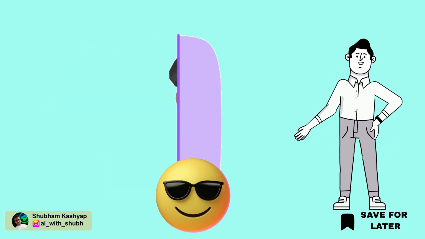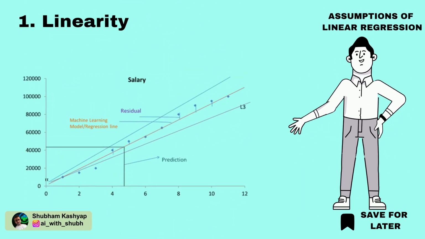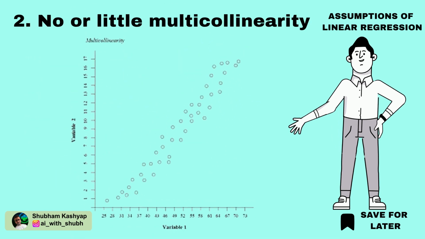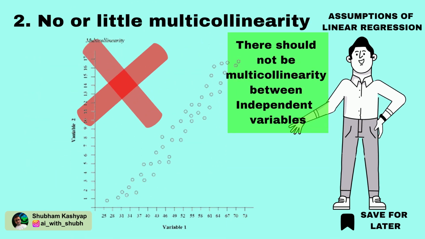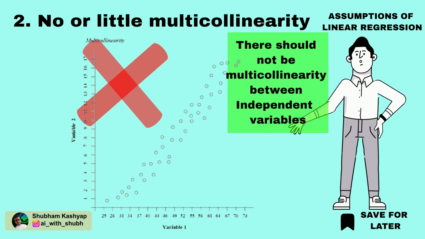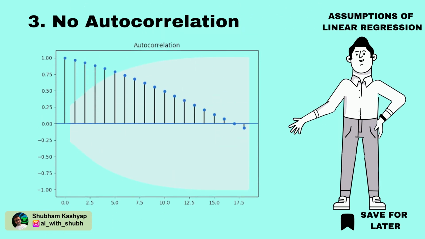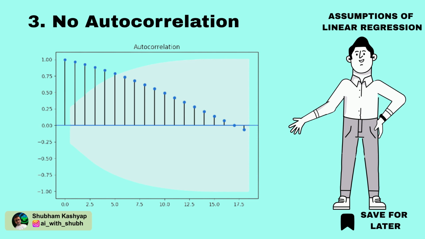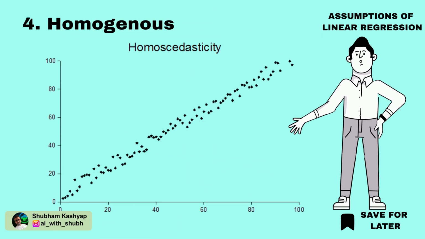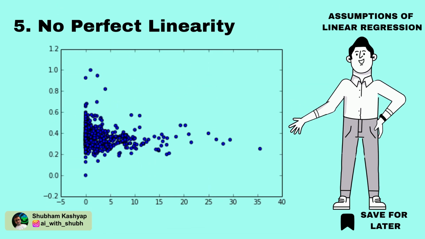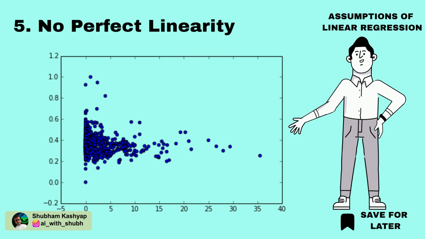Assumptions of linear regression. Linearity. The relationship between the independent variables, x, and the dependent variable, y, is assumed to be linear. No or little multicollinearity. In multiple linear regression, with multiple predictor variables, the independent variables should not be highly correlated with each other. No autocorrelation. Autocorrelation occurs when the residuals are correlated with each other over time or across observations. Homogeneity. Data should come from a homogeneous source. No perfect collinearity. There should be no perfect linear relationship among the independent variables.